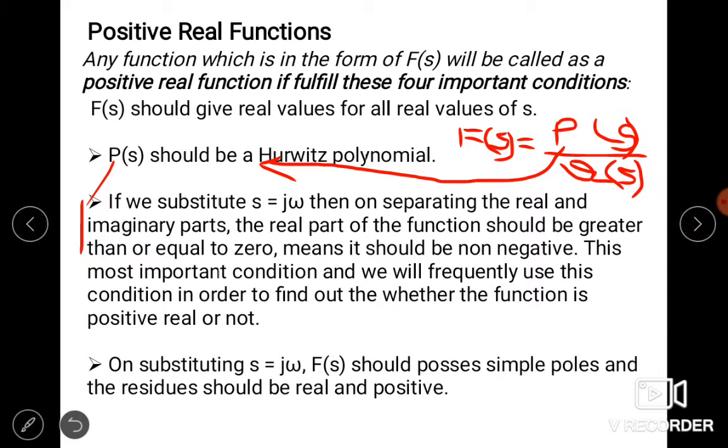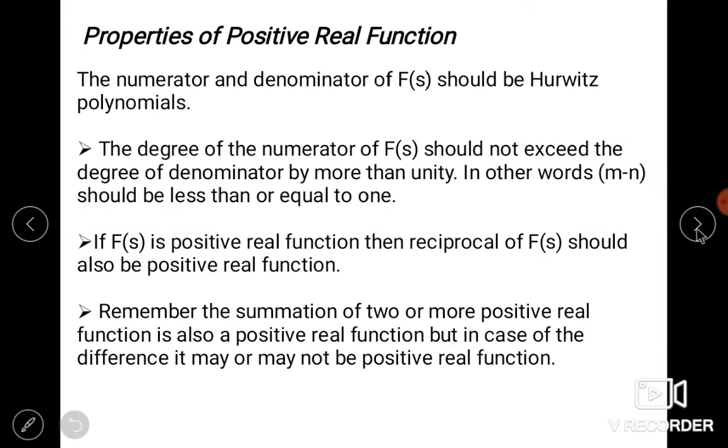So these are the three, four conditions that must be satisfied while solving this equation. I would like to tell you to interpret this one: on substituting j omega, F(s) should have simple poles, and the residues should be real and positive. So let's come to the next.